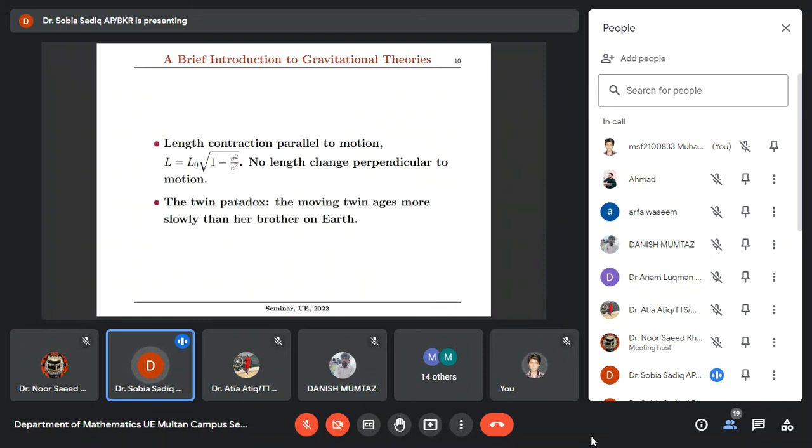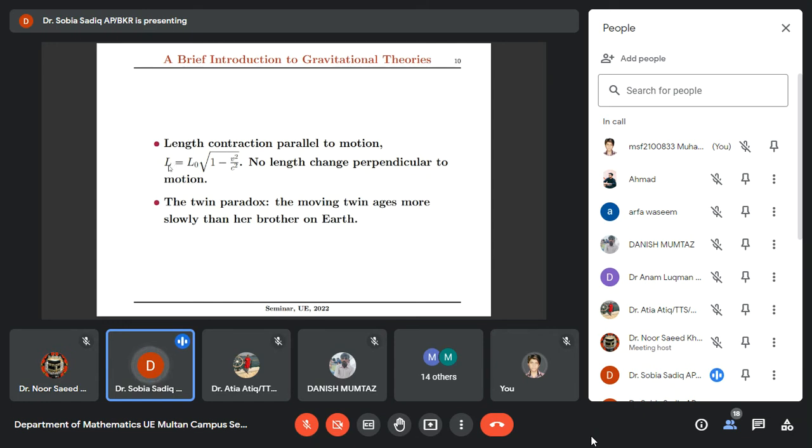Second one is length contraction. Length contraction basically means that the length contracts along the direction of motion, and there is no change in the direction perpendicular to the direction of motion. Again, you can see that there is a factor due to which the difference occurs between the lengths measured by the stationary observer and the moving observer.